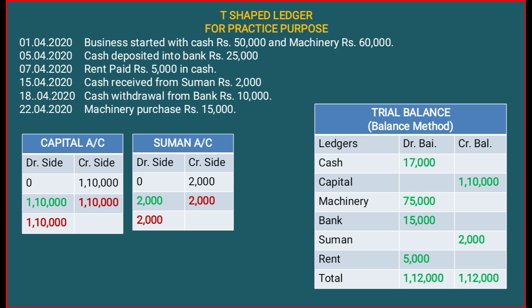Here in the capital you can see 1,10,000, the total of the credit side, with nothing on the debit side, so 1,10,000 will be your balancing figure. Same in Suman's account: we have only 2,000 on the credit side, nothing on the debit side, so it will be the balancing figure. When you prepare a trial balance by the balance method, we just transfer the balancing figures, like cash having 17,000, capital having 1,10,000. We transfer balancing figures according to the rules we have already seen: all the debit balances we record on the debit side and all the credit balances on the credit side.